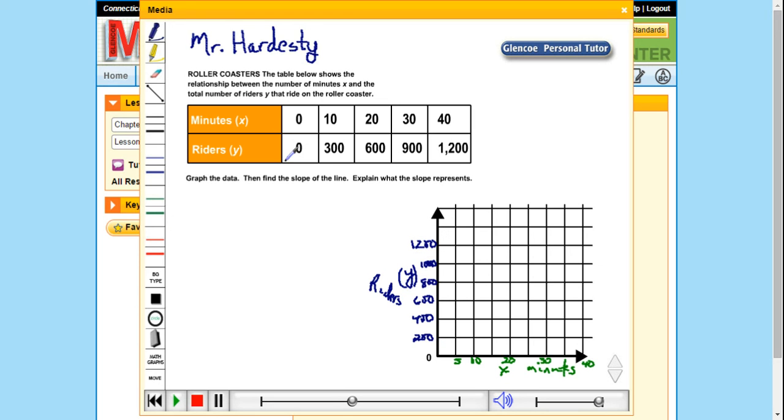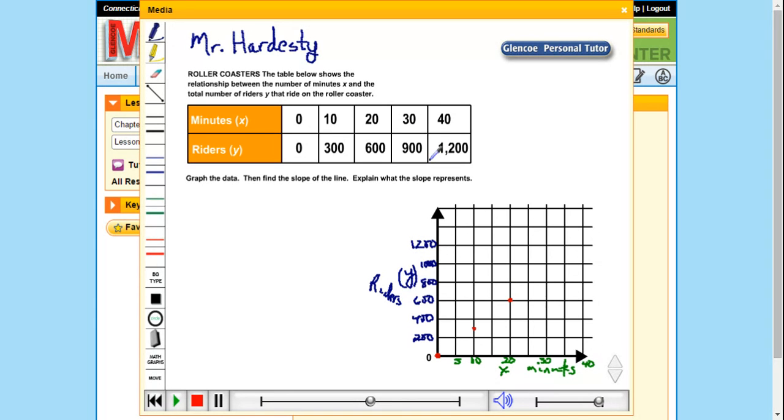Now let's plot our ordered pairs. We start with 0, 0 for x, y, or the origin. Next, 10, 300. So we're over 10 on the x and up 300 on the y. We'll plot that halfway between 200 and 400. Next, we have 20 and 600, sitting right there.